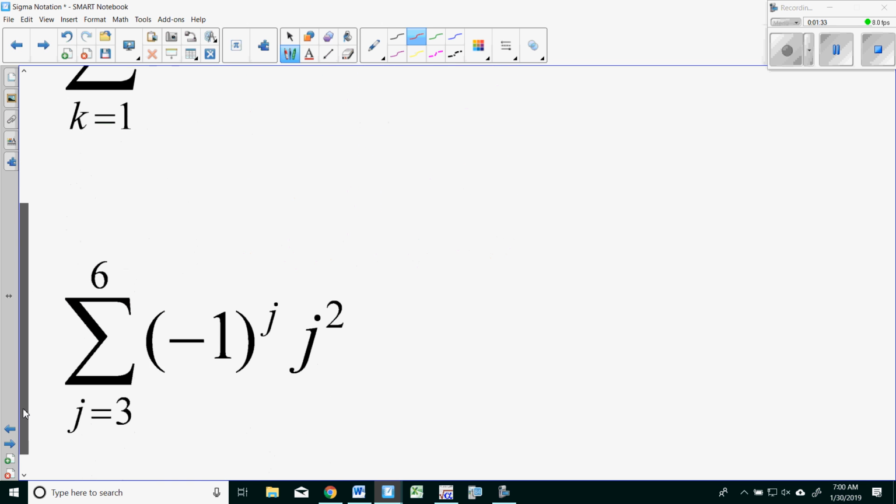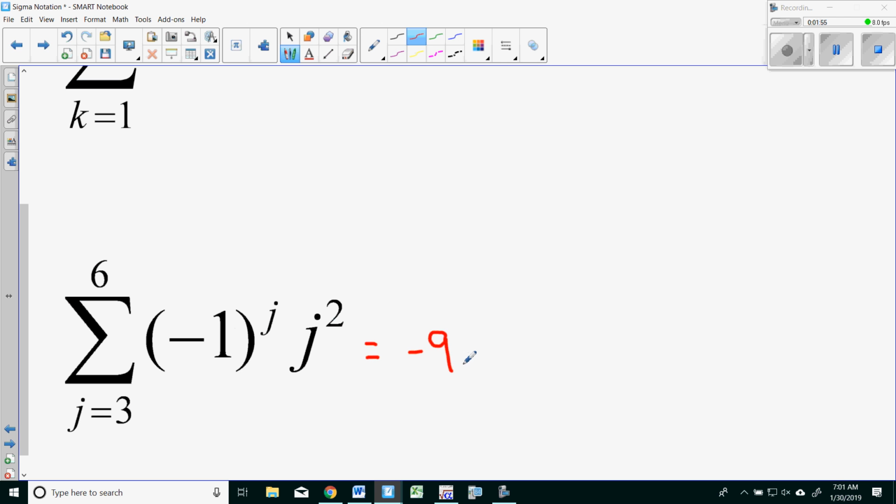For the next one, we start at 3 and we go to 6. You start at the bottom number and you count out to the top. So I put a 3 in, and negative 1, you remember, to an odd power is negative, to an even power is positive. So when I put a 3, that becomes a negative, and so I will get -9, 3 squared.